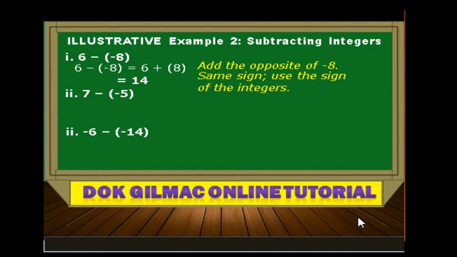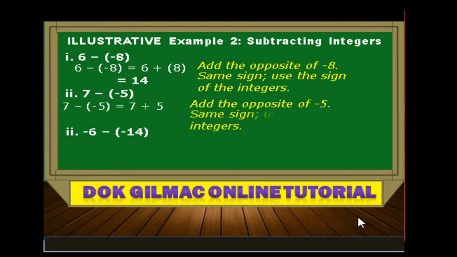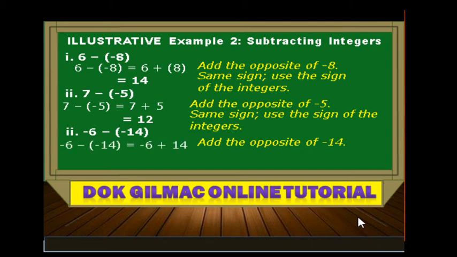7 minus negative 5. We add the opposite of negative 5. Okay, same sign. 7 plus 5 is equal to positive 12. Negative 6 minus negative 14. Add the opposite of negative 14. So we have negative 6 plus 14. The absolute value of positive 14 is greater than the absolute value of negative 6. So we use the sign of 14. So 14 minus 6 is positive 8.